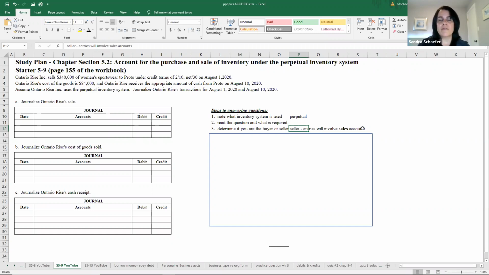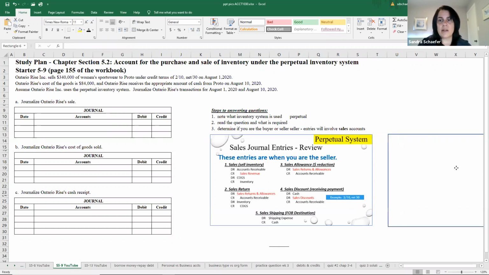So all of the entries will involve sales accounts. This is a slide that I like to use to summarize all of the different sales journal entries when we are the seller. You can journalize when you sell inventory, when inventory is returned, or when goods are returned. We can record if there's a sales reduction. In other words, our client has received damaged goods and we will give them a dollar reduction as opposed to returning goods into inventory, which is the case with the sales return.